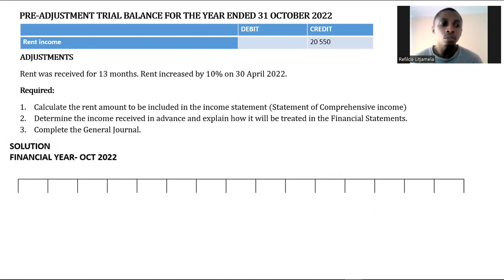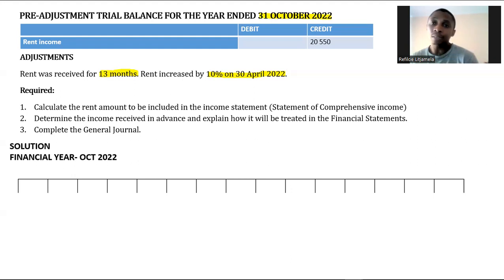I will need you to highlight the following in your handout. I hope by now you have downloaded the handout. Highlight this, because that's very important, and also highlight that. More than anything, please highlight this as well, where they told you that rent was received for 13 months. Now that is a problem. Why is it a problem? Because it tells us that in that 20,550, there's rent that was not supposed to be there. We call it deferred income.